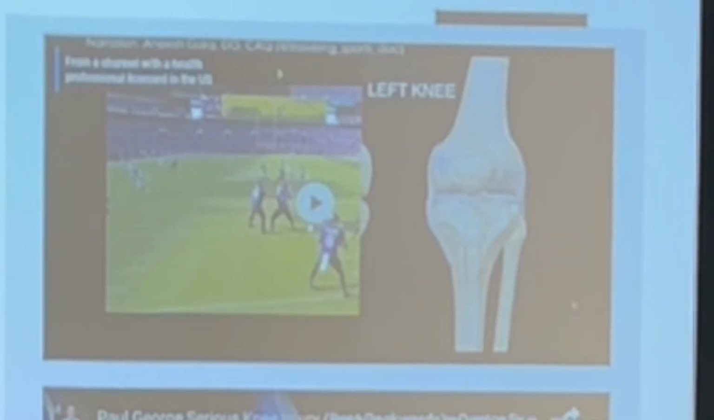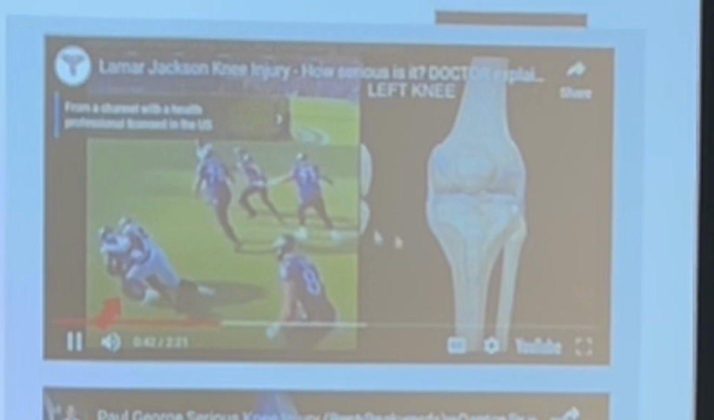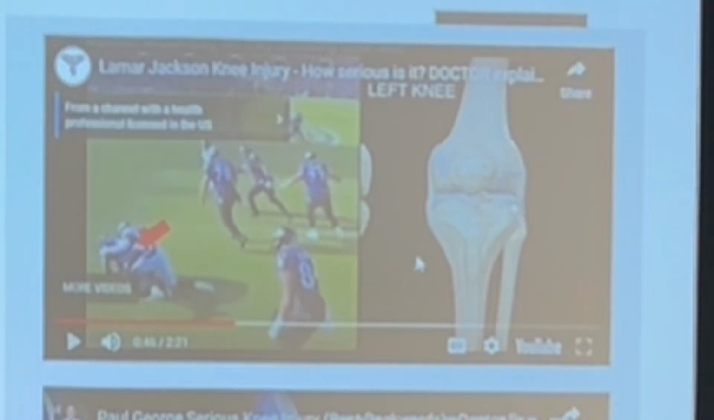As you follow along here, you can see his left knee impacts the ground right there, and then you see the defender coming right on top of him. And then notice how when he fell, the ground reaction force directed a force posteriorly onto his knee, leading to an excessive posterior translation of the tibia on the femur.